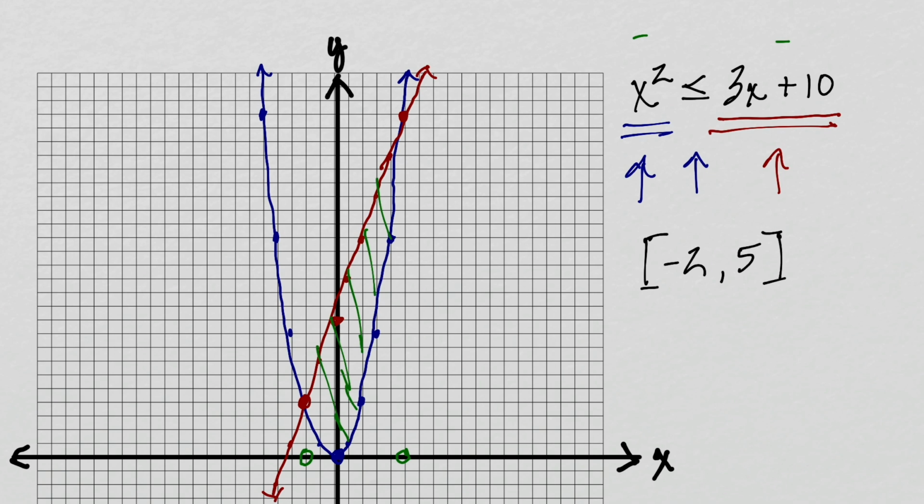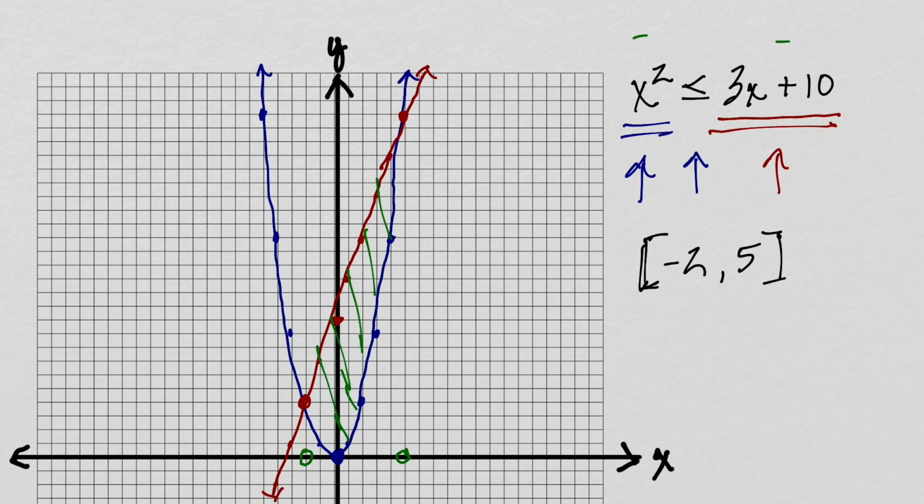And the reason we know that these are brackets is because I have an equal sign with it. So I could substitute negative 2 into this inequality, I could substitute 5 into this inequality, and it's going to make a true inequality. But anything greater than 5 out here is going to be false, because the blue switches to going above the red here, and the blue is above the red out here. So going back this way is not going to be a solution to this inequality.